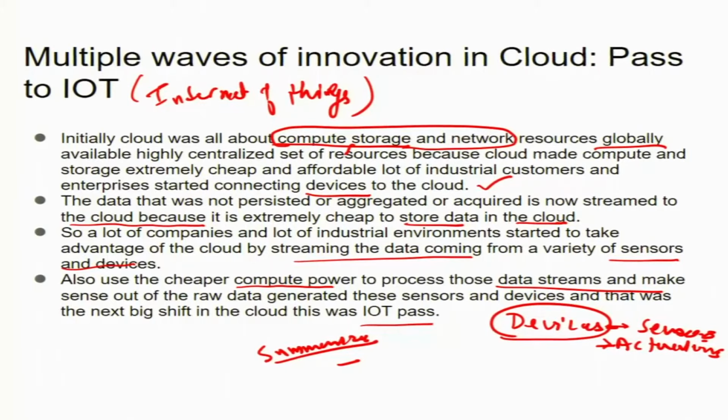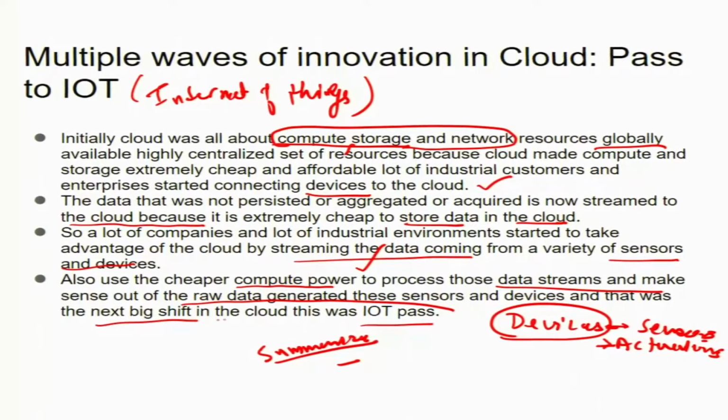So by means that start connecting, what they will do is that these devices will stream their data, which is coming out of these sensors, and they will be using this not only for storage of this kind of data, but they will use the enormous cheaper computing power to process these data streams and make sense of these raw data, which is generated out of these sensors and devices, out of the computing power of the cloud.